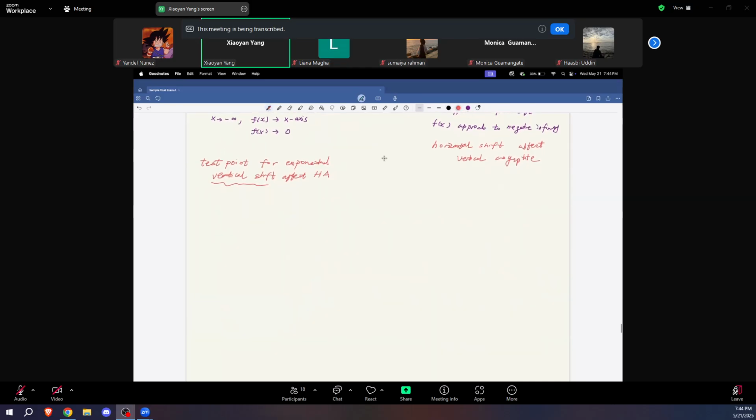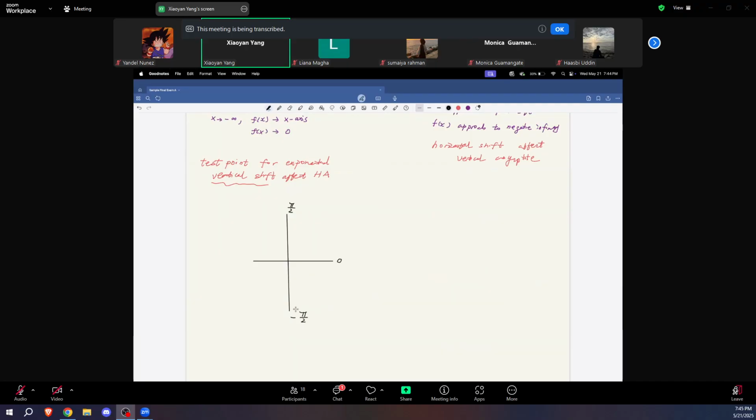Let's see what else I need to emphasize. Okay, we're talking about the inverse trick. I want to redo one more time. For the inverse trick, for sine, cosine, and tangent, we have 0, pi over 2, negative pi over 2.